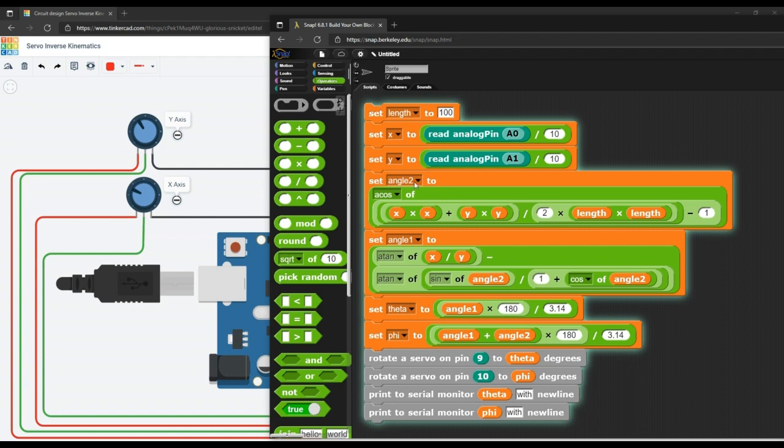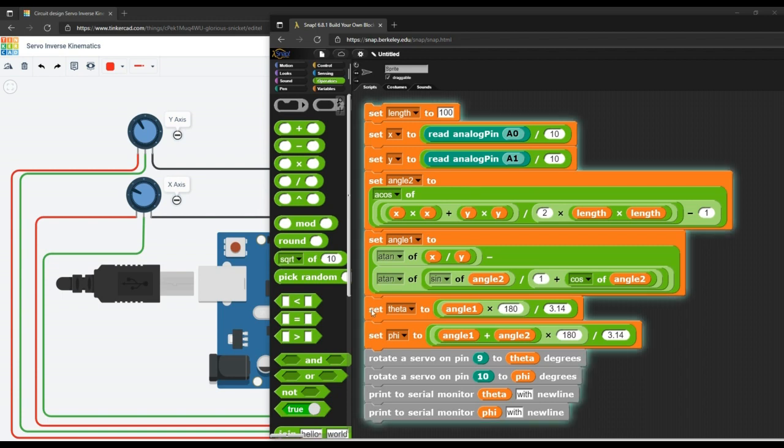Then here you can see that I have set angle 2 as (x square plus y square) divided by 2 square minus 1, and I've taken cos inverse of that. So these two blocks are only for the implementation of inverse kinematics, so it's all mathematical.